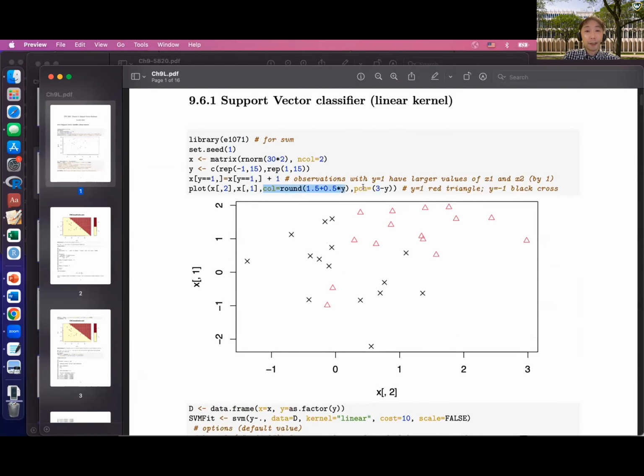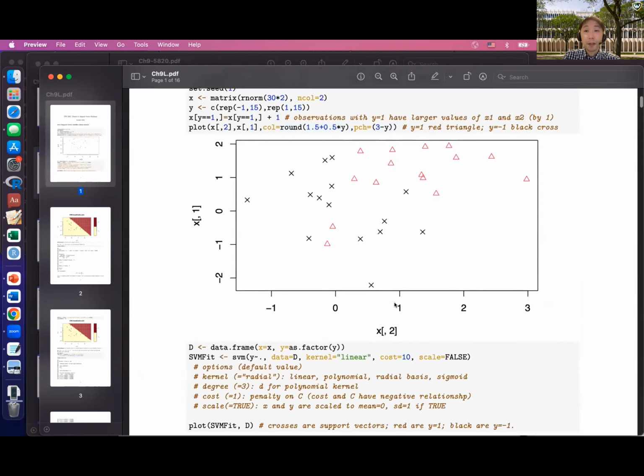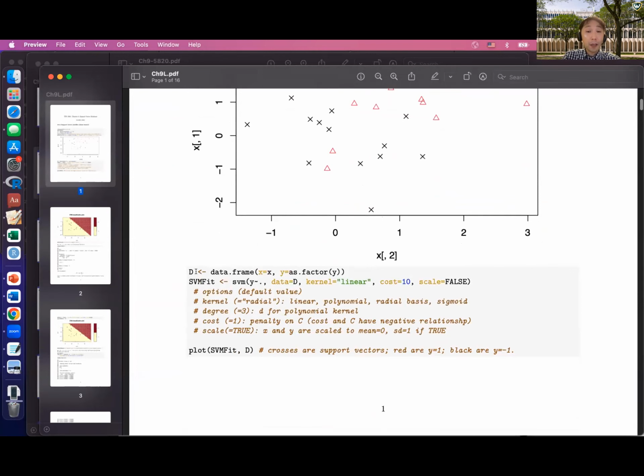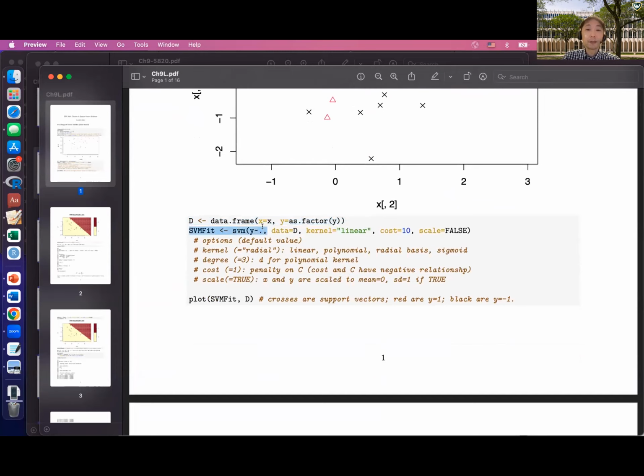So I differentiate these points by color and point character. y is equal to 1 for the red triangles, y is equal to -1 for the black crosses. And I set up the data frame d, and we use the svm function. The svm function is used for both classification and regression. The format is similar to usual regression: y on, this is all the other variables in the data set, y tilde dot.